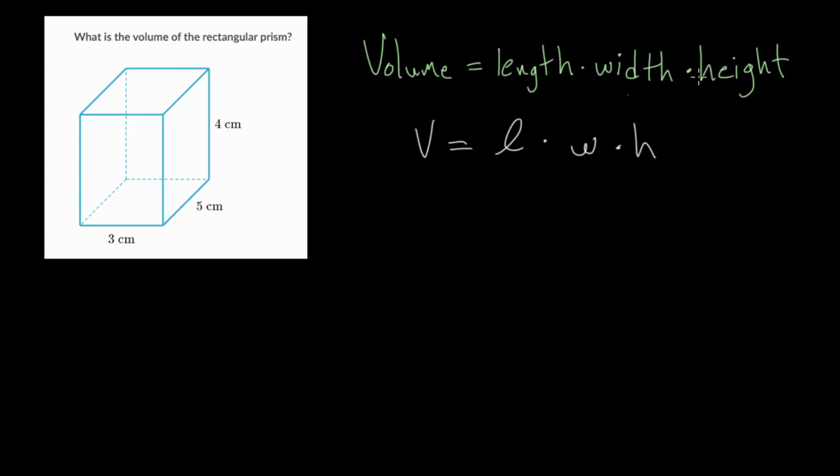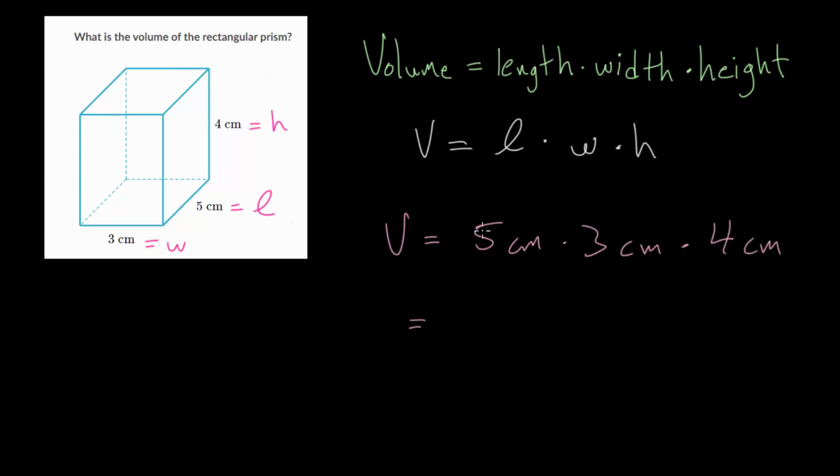So to use this formula, we essentially just need to label each of our side lengths. And again, it doesn't matter which we call which, but maybe we will call this the height, so that can be H. Maybe this could be our length, L, and this could be our width, W. So let's just plug everything into our formula. The volume of this rectangular prism is the length, which is 5 centimeters, multiplied by the width, which is 3 centimeters, multiplied by the height, which is 4 centimeters.